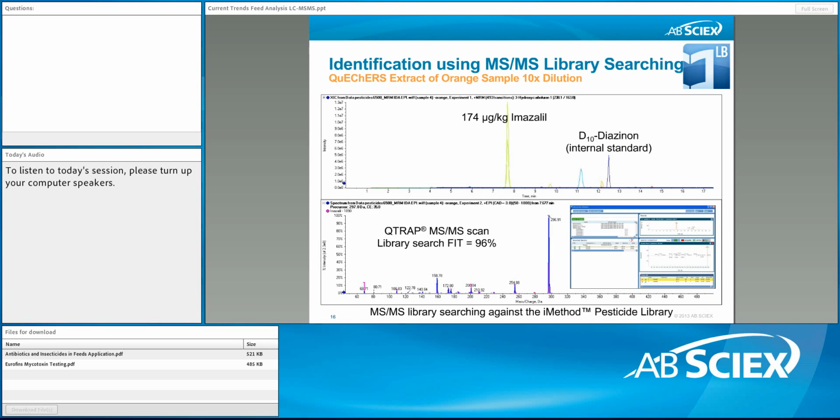And here's just another example where we analyzed an orange sample and then did library searching, and here we found a higher value for imazalil, a typical fungicide which is sprayed onto the surface of oranges and other citrus fruits. And we did the data processing here in our LibraryView software. That's a very intuitive software interface for library searching and reporting of library search data.